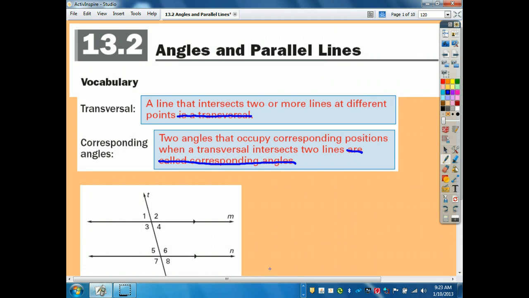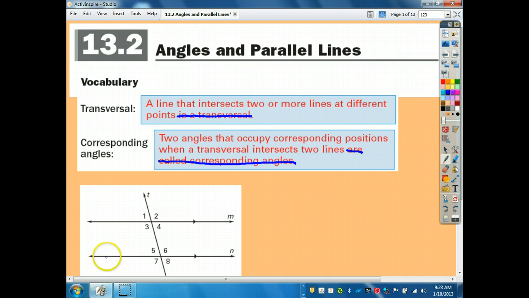Okay, today 13.2 angles and parallel lines. The first two vocab that we have, the first word is transversal. Say transversal. Transversal. Much better than the Pythagorean theorem, so good job. And corresponding angles. Now, when we look down here, it says a transversal is a line that intersects two or more lines at different points.